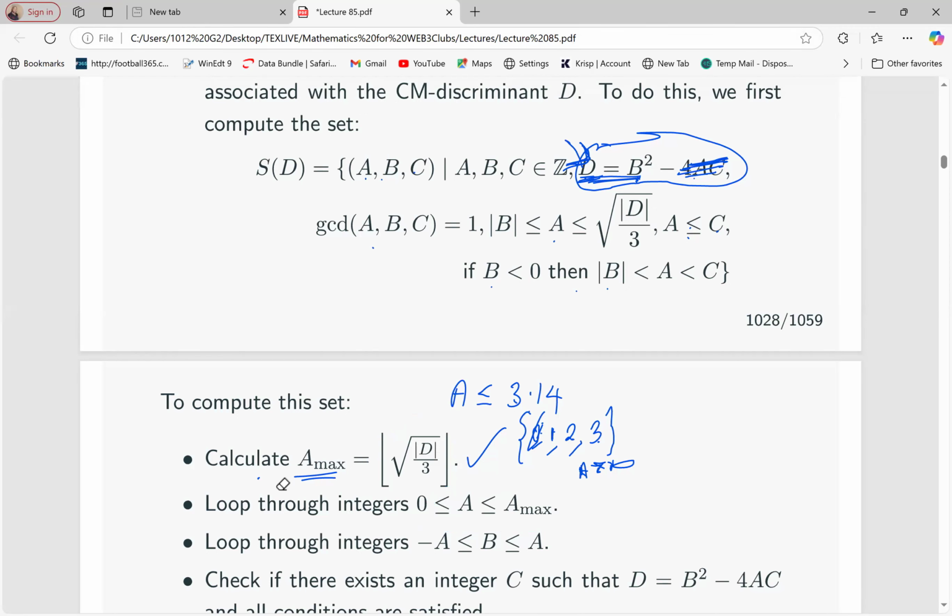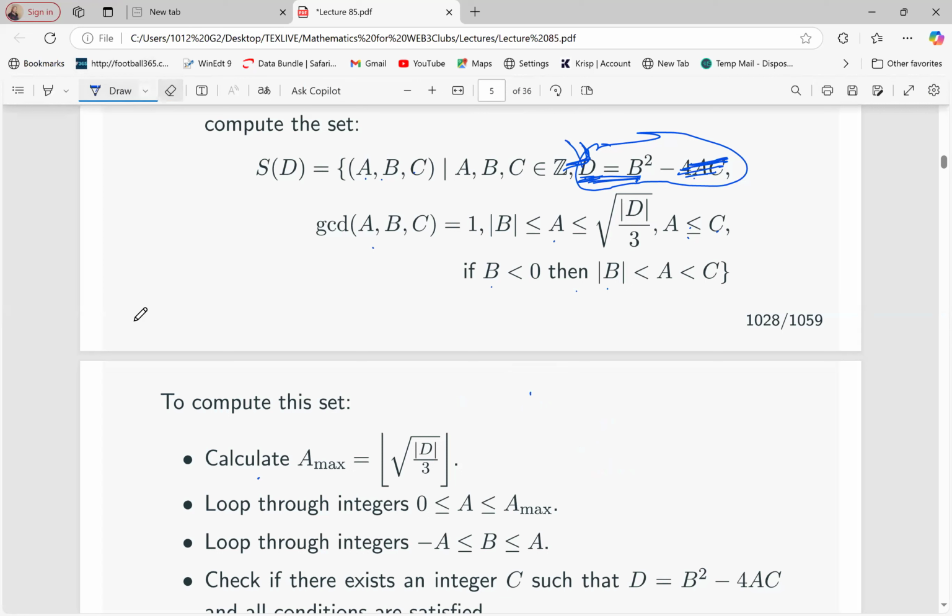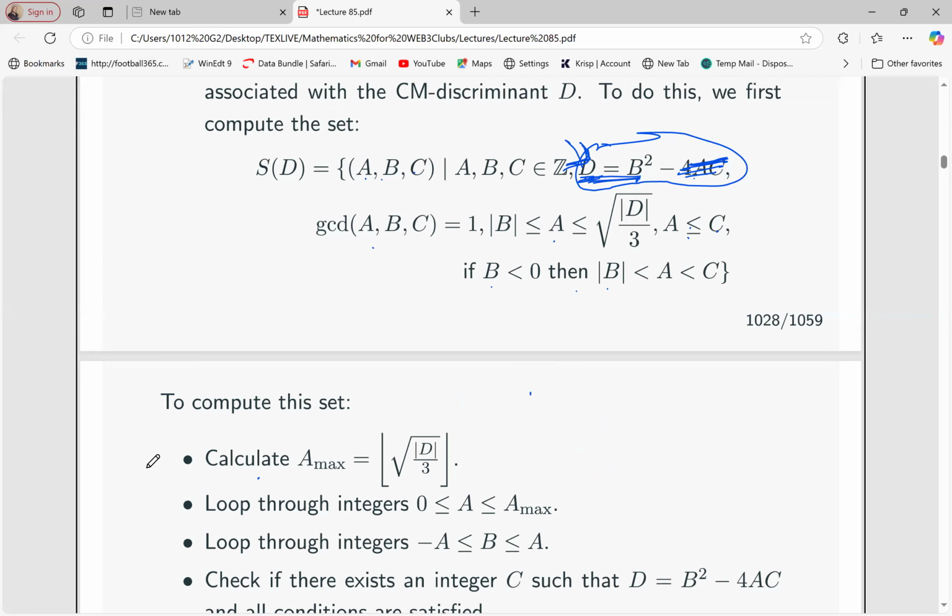Now, after looping through the integers of A, consider how to get B. And we've been told what B should be like.